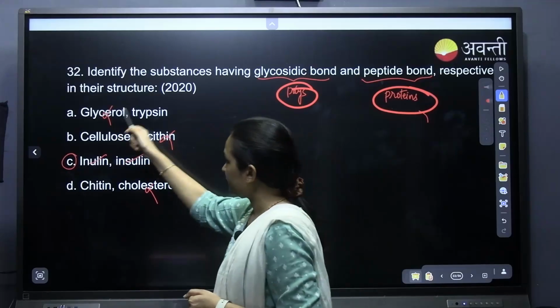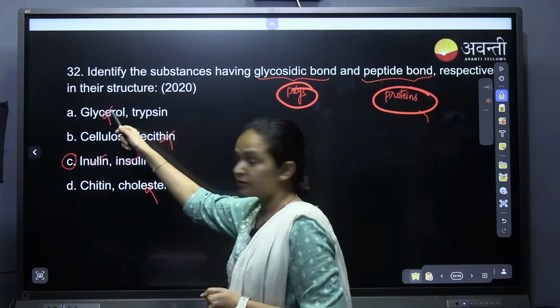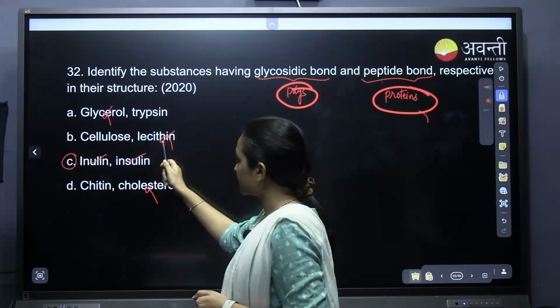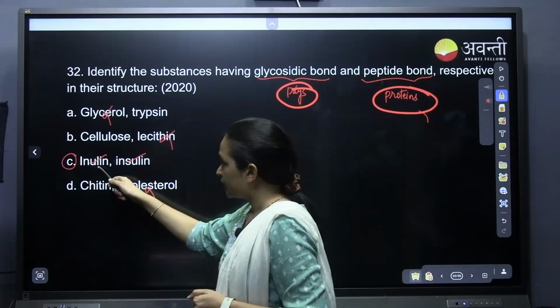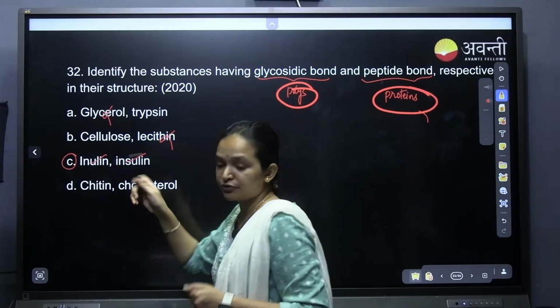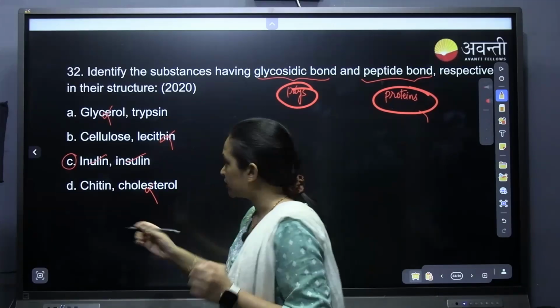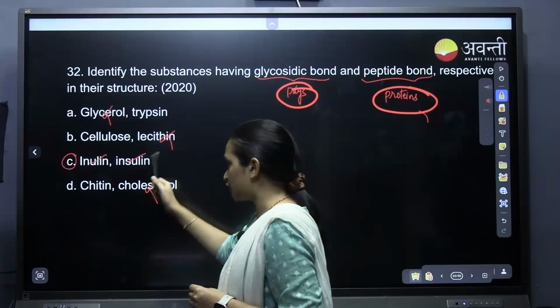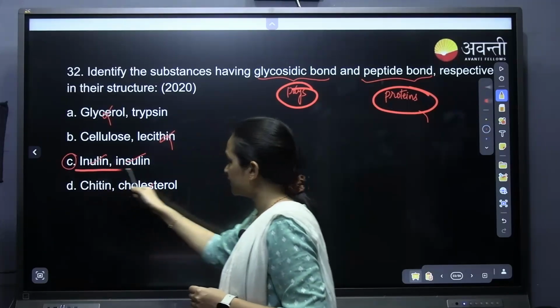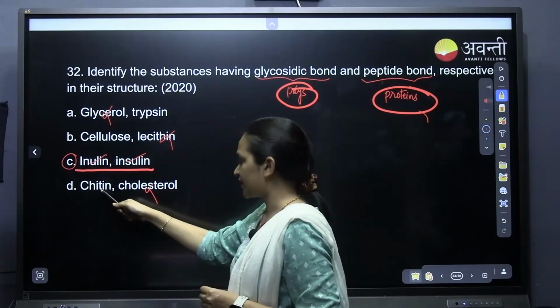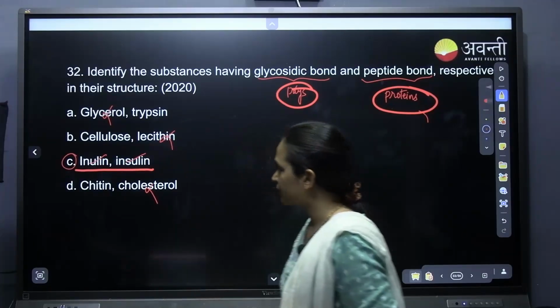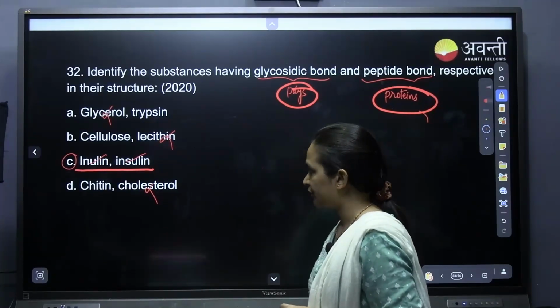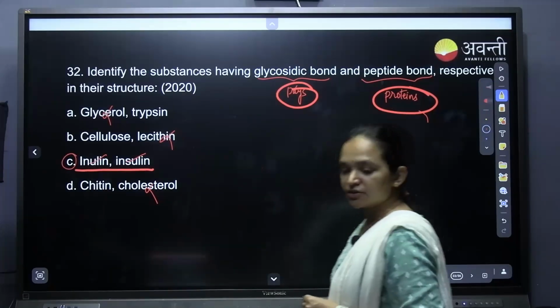Here this is a lipid. Trypsin is a protein, so this makes A the wrong answer. Lecithin is a phospholipid, wrong. Inulin is a polysaccharide where fructose units are joined together. It is a polymer of fructose. Insulin is a protein, so which makes 3 the right answer. Chitin is a polysaccharide, but cholesterol is not a protein, it is a lipid. So it makes C the right answer.